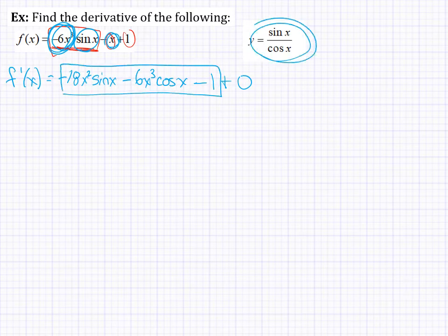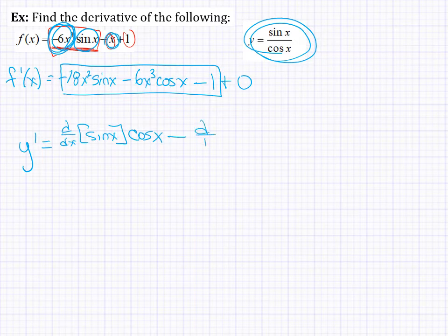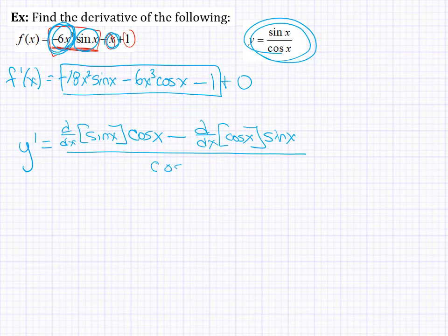How about this one here? Right? Y equals sine x over cosine x. That's a quotient. So if I were to apply the quotient rule to that, y prime would be the derivative of the numerator, so the derivative of sine, I'll write it out. Derivative of sine times the denominator, cosine, minus the derivative of the cosine times the sine, all over the denominator squared, so cosine squared.